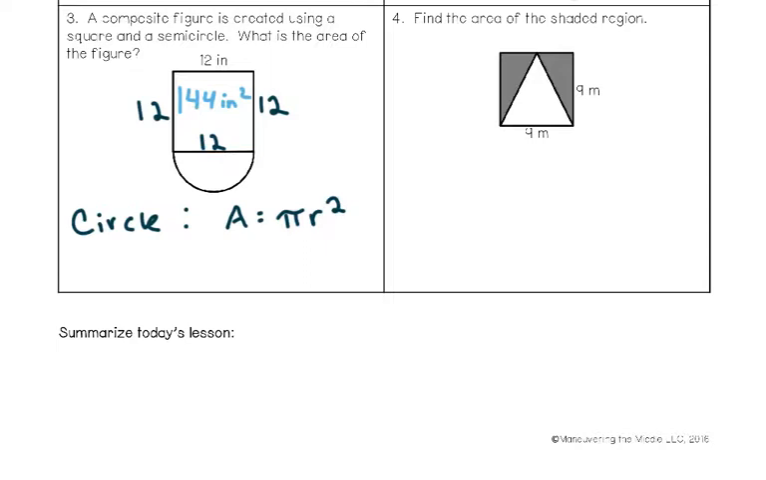So I don't need the diameter for the formula. I need the radius. Remember, radius is half the diameter. So the measurement of half of this circle would be 6. So that's what I plug into my formula. A equals pi times 6 squared. You know, 6 squared is not 6 times 2. It's 6 times 6, which is 36.